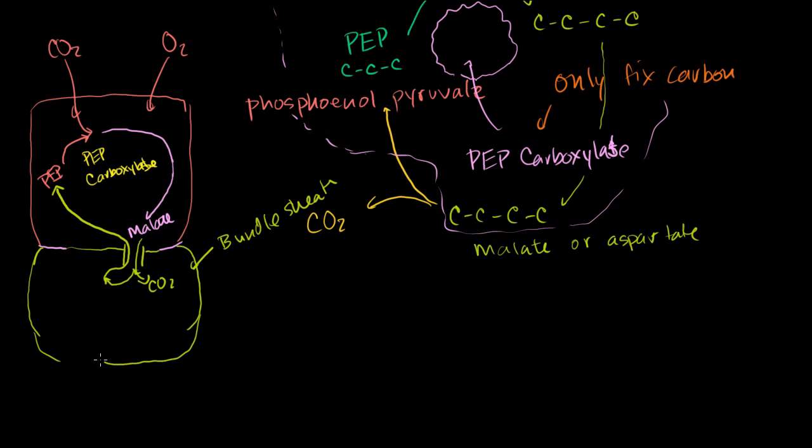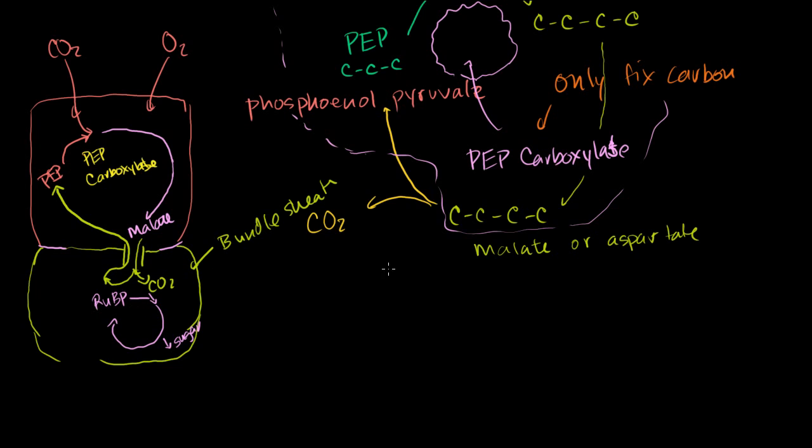So now, inside this deeper cell, inside this bundle sheath cell, I can fix the carbon dioxide with the ribulose bisphosphate using Rubisco, just like we learned in the original Calvin cycle. And we have the whole cycle, and we produce our sugars. We produce our phosphoglyceraldehydes, or PGALs, whatever you want to call them. And the whole value of this is that we were able to avoid the photorespiration problem, because now the Calvin cycle is occurring in an environment that only has carbon dioxide.